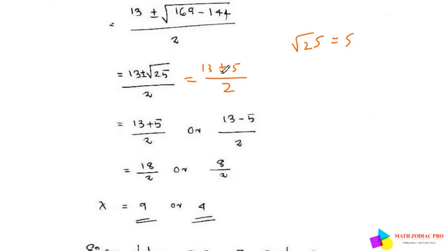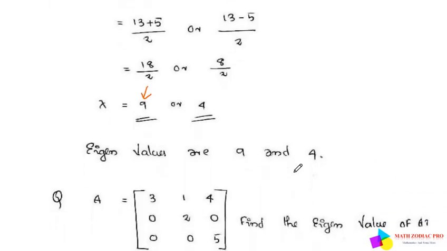Okay, so first we take the plus: 13 plus 5 divided by 2, and next, 13 minus 5 divided by 2. So 13 plus 5 equal to 18, divided by 2 we get 9, so lambda equal to 9. Or 13 minus 5 equal to 8, divided by 2 equal to 4, so lambda equal to 4. Okay, so we get the eigenvalues 9 and 4.